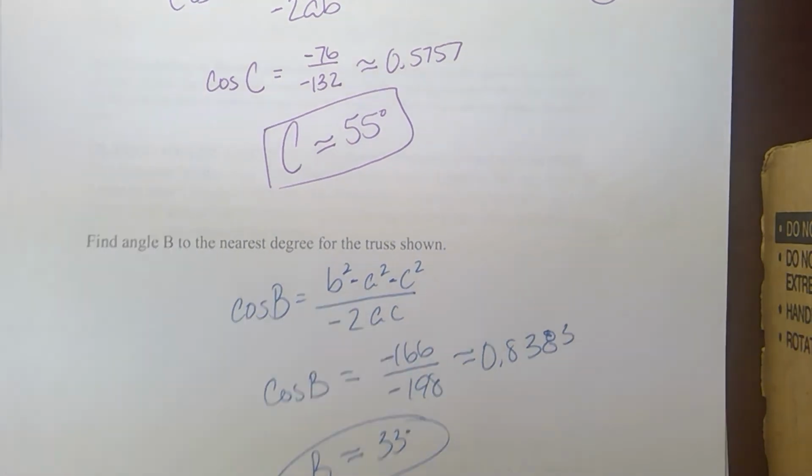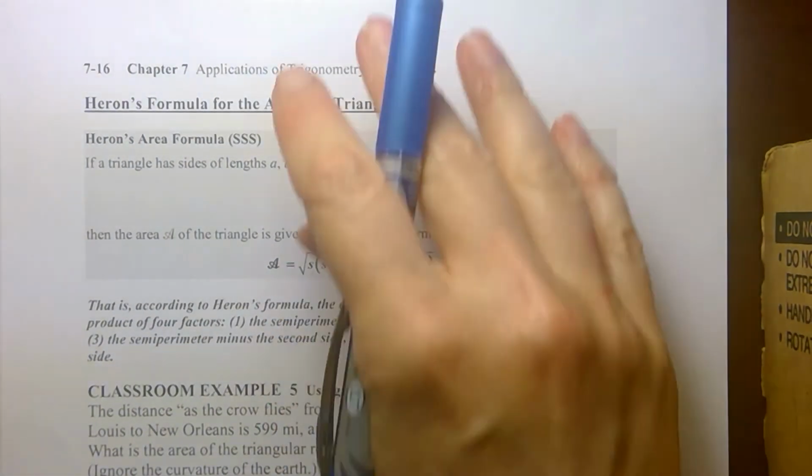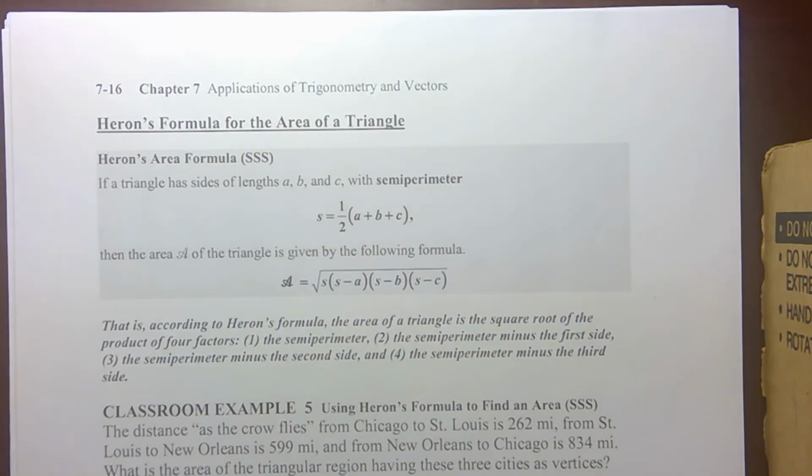Our final page is Heron's formula for the area of a triangle. We have one other formula for the area of a triangle. Depending on what information you're given, you're going to pick and choose which of those two area formulas to use. Use the one that gives you the least amount of work to set up.